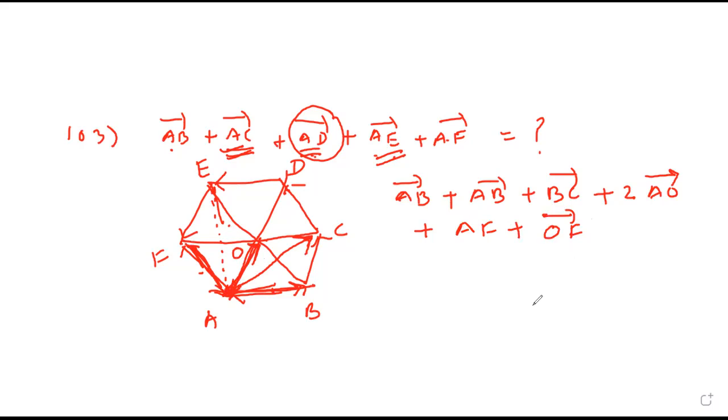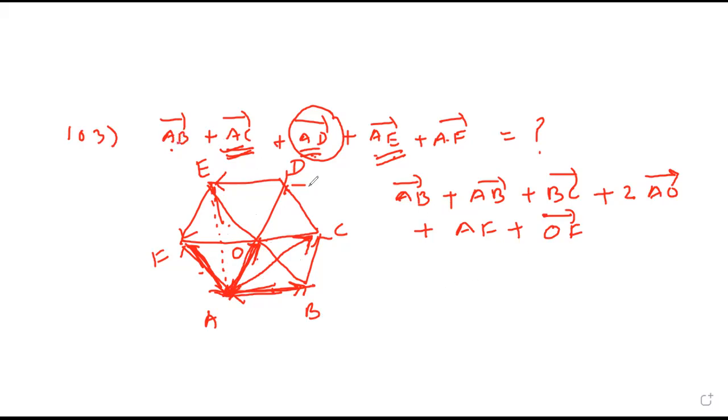Sir, can it be EO also? AO and EO, if we have to take the diagonals. AO and EO are different. Are they in one line? No, we can't take them. If they are in one line, then you can double it. It's not in one line.